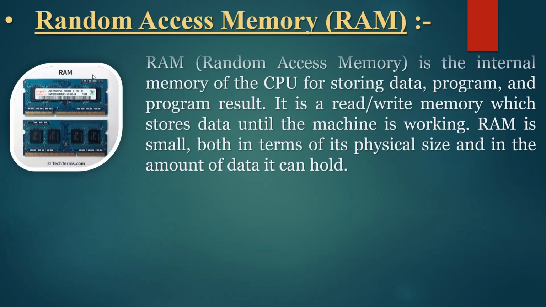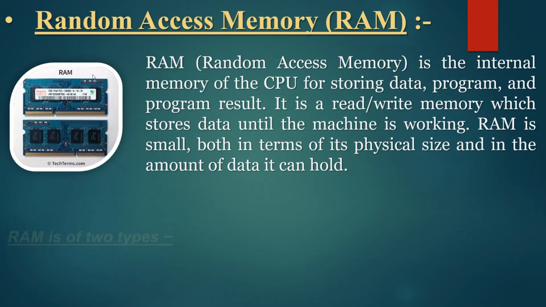Let's know about the RAM, that is random access memory. RAM is the internal memory of the CPU for storing data, program, and program result. It is a read/write memory which stores data until the machine is working. RAM is small, both in terms of its physical size and in the amount of data it can hold. But there is a problem with RAM. As soon as the machine is switched off, data is lost. So for backup, UPS is used with computers.